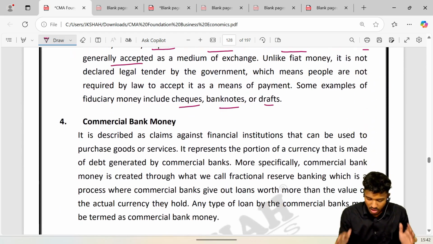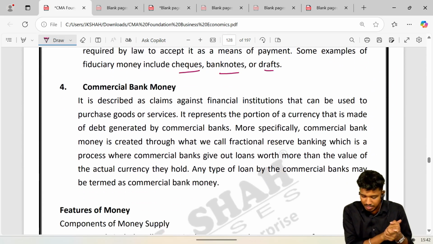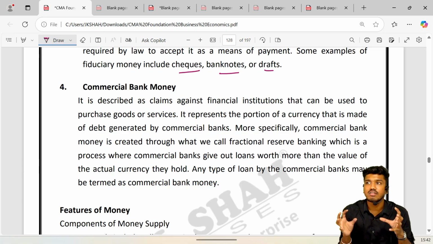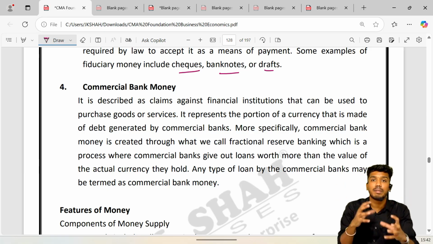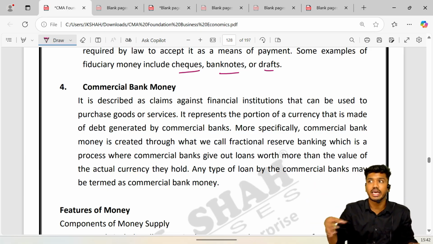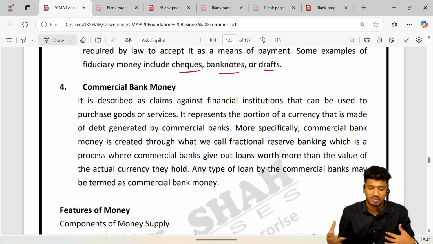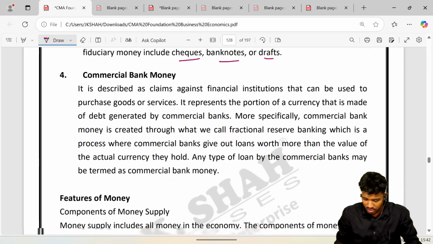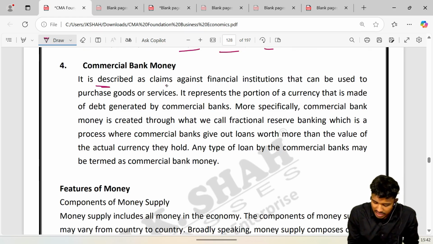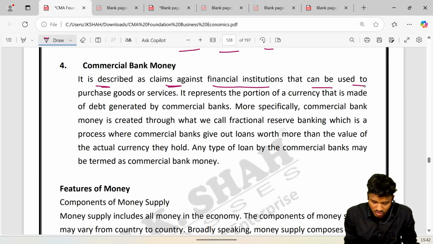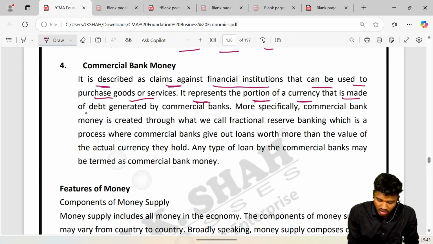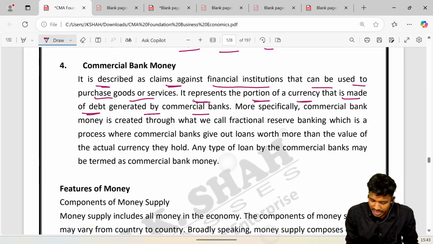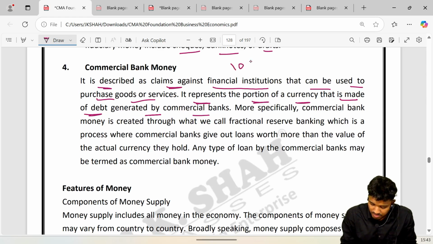Next, commercial bank money. Now what is commercial bank money? I'll tell you. Commercial bank money, guys, is not actual money. It is a bank balance or saving deposit, basically money which is held in the account, in the form of loans, saving deposit, fixed deposit. It is described as a claim against a financial institution that can be used to purchase goods and services. It represents the portion of currency that is made of debt generated by a commercial bank. Debt generated by a commercial bank is nothing but a loan.